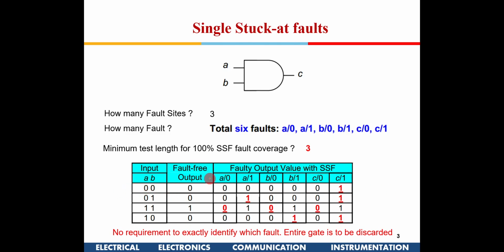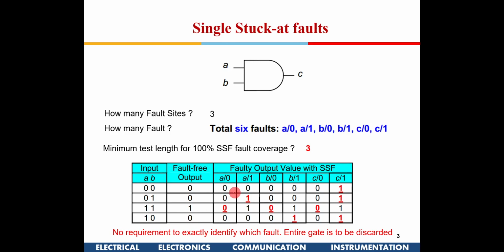0, 0 is the test vector, and this is the fault-free output. So for 0, 0 I have 0; 0, 1 is 0; for 1, 1 I have 1, and for 1, 0 I have 0 here, right? So these are the 4 test vectors, and these are the fault-free operations.